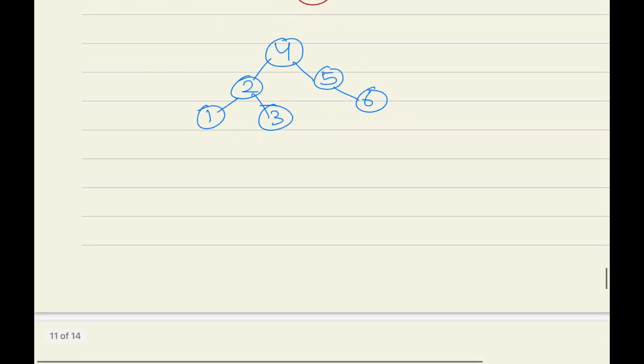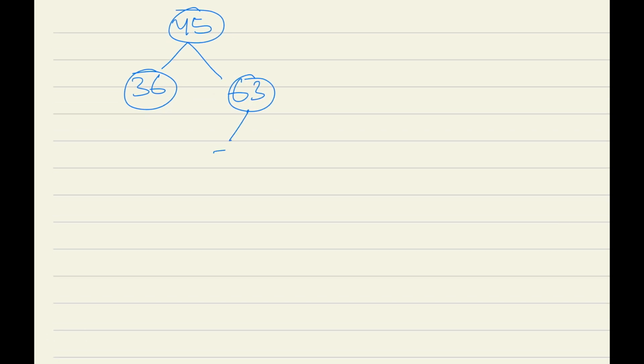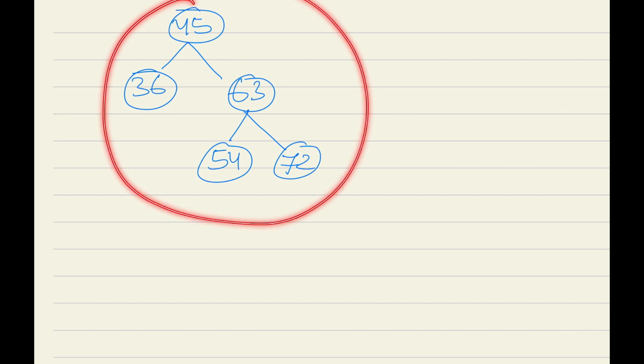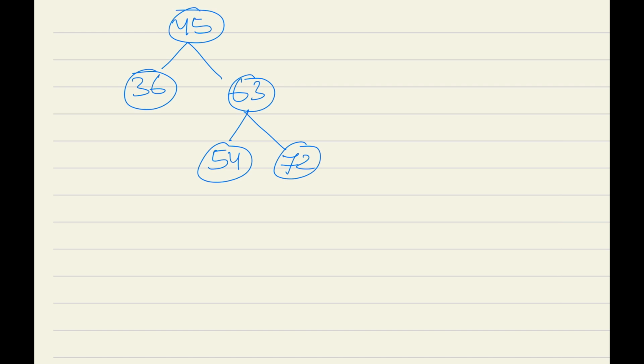Now, consider another example on this. Assume we have the root node 45, then its left is 36, its right is 63, then 63's left is 54, its right is 72. So this is an existing AVL tree. You can find all the balance factors are 0, 1 and -1. Now, we want to insert 89 to this structure.